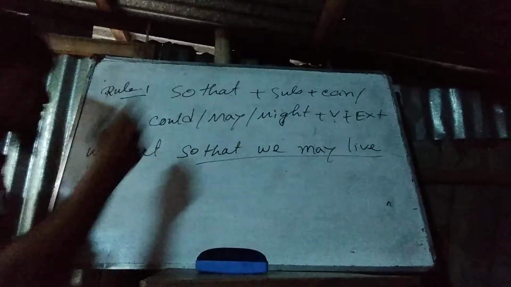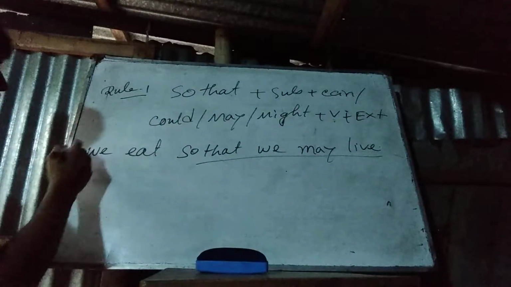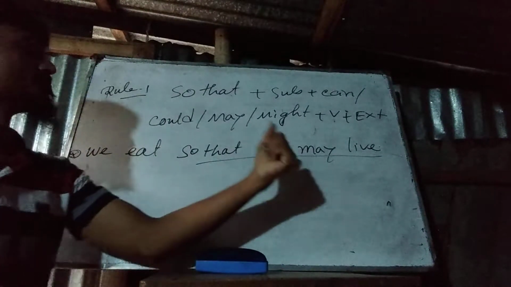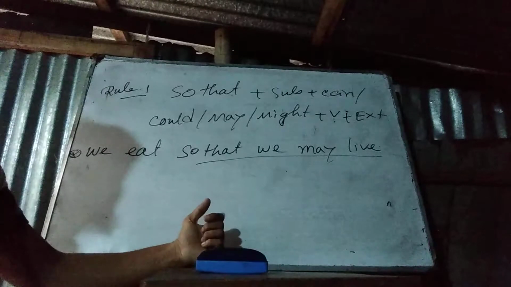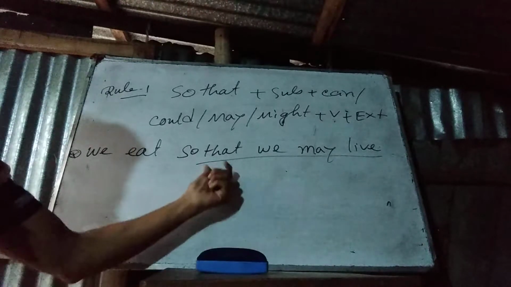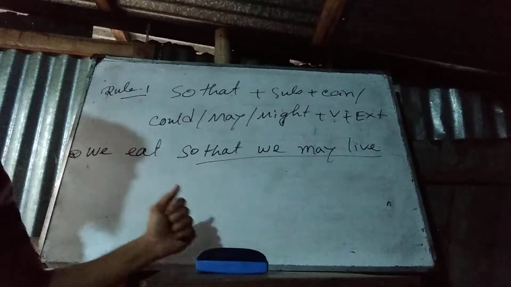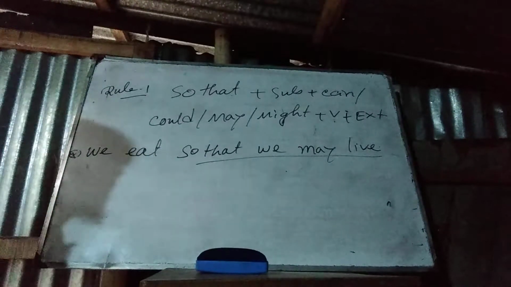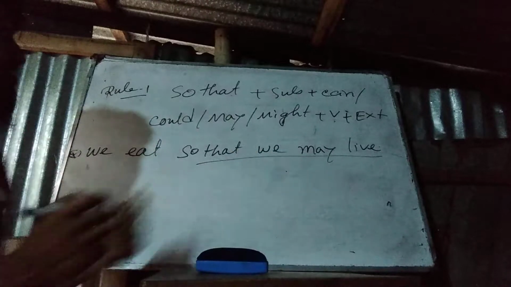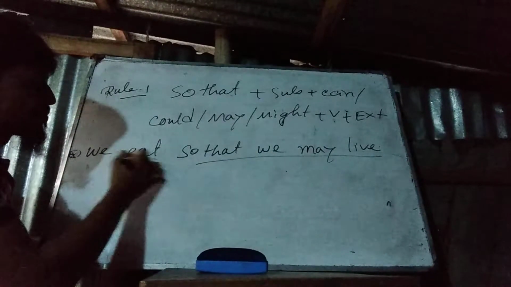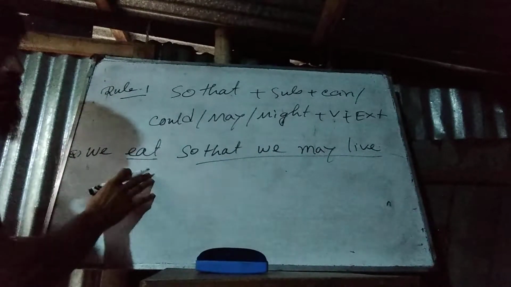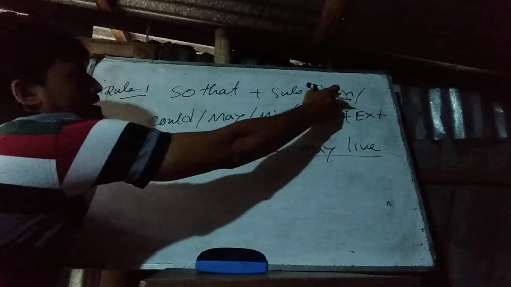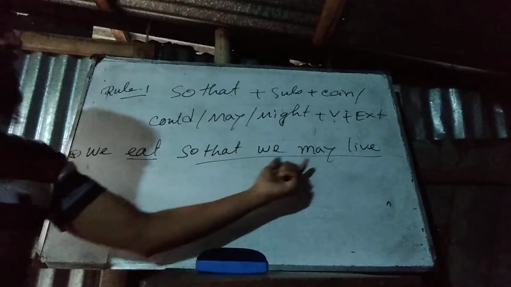So look, we eat, this is the question, so that we may live. So that plus subject. So how can we get the subject? We will use the subject we and may, because the verb eat is in present form. Eat here is in present form. So you have to use may or can. Okay, so we may live.